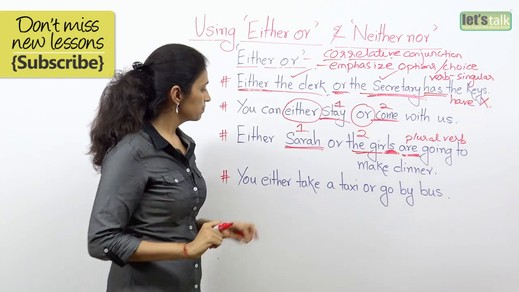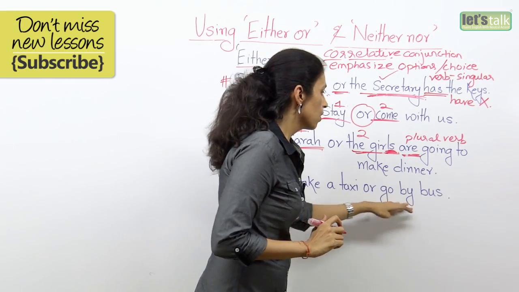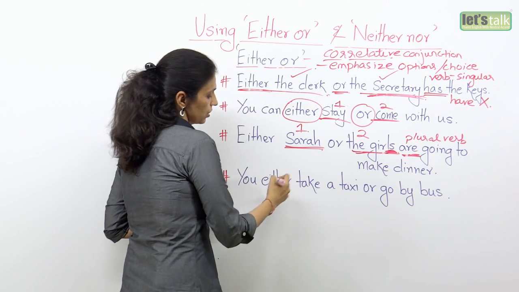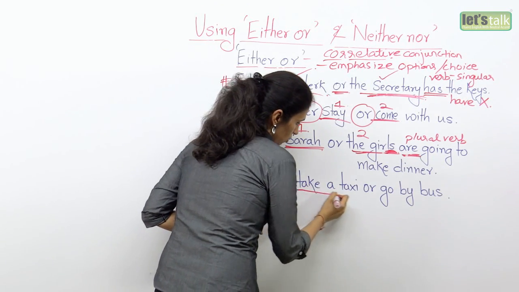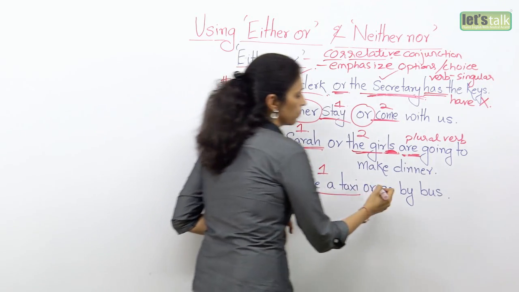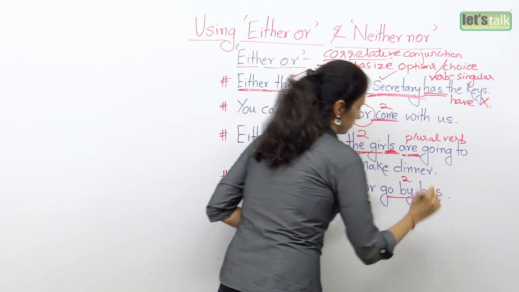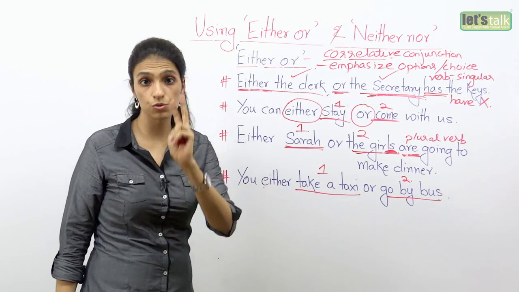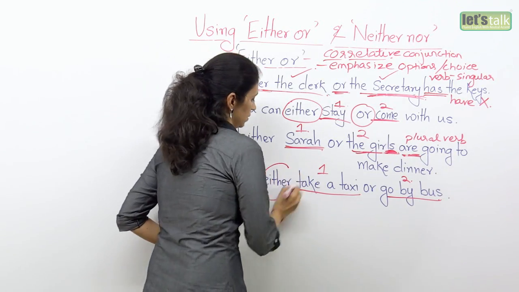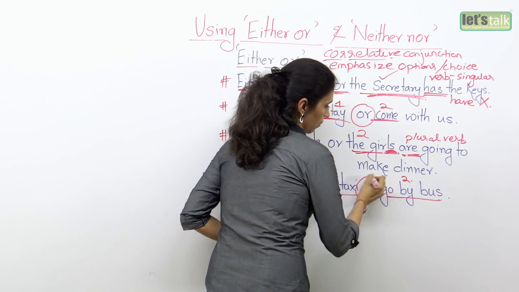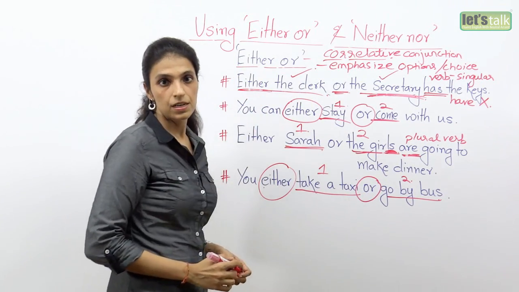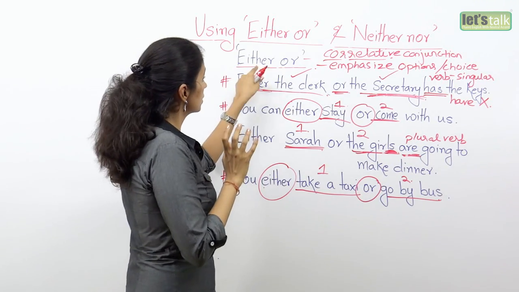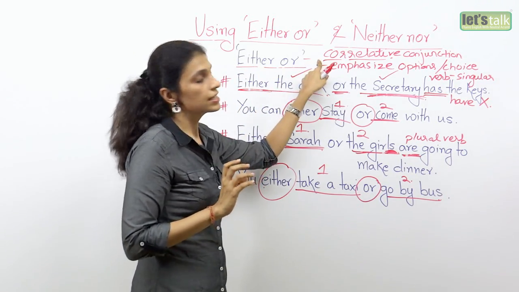The next example: you can either take a taxi or go by bus. So here you have either take a taxi, option 1, or go by bus, option 2. Again, I've used a correlative conjunction because I'm emphasizing two options. Either take a taxi or go by bus. Okay, so remember, either...or is used in a sentence as a correlative conjunction.